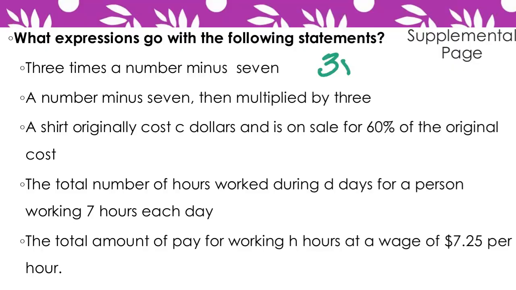3x minus 7. This is like Family Feud. What do you think? Good answer, or no? Yeah, good answer. 3 times a number. We don't know what that number is, but we always multiply before we subtract. So that's 3 times x minus 7. That is correct. Anybody have anything similar to that? I hope so.